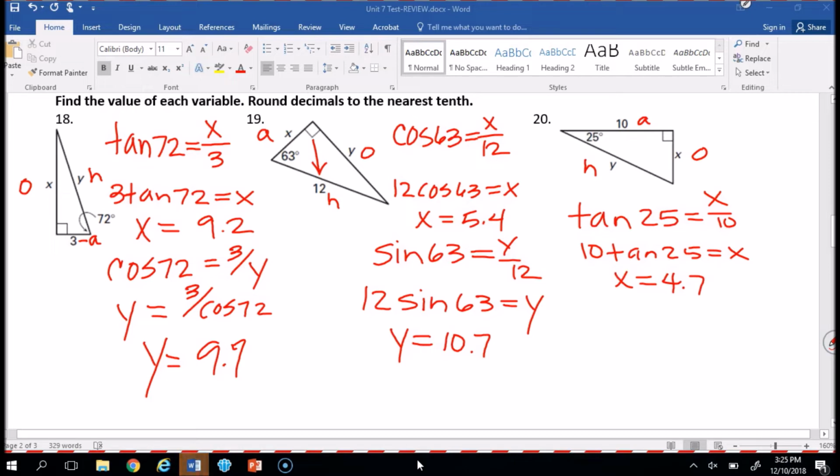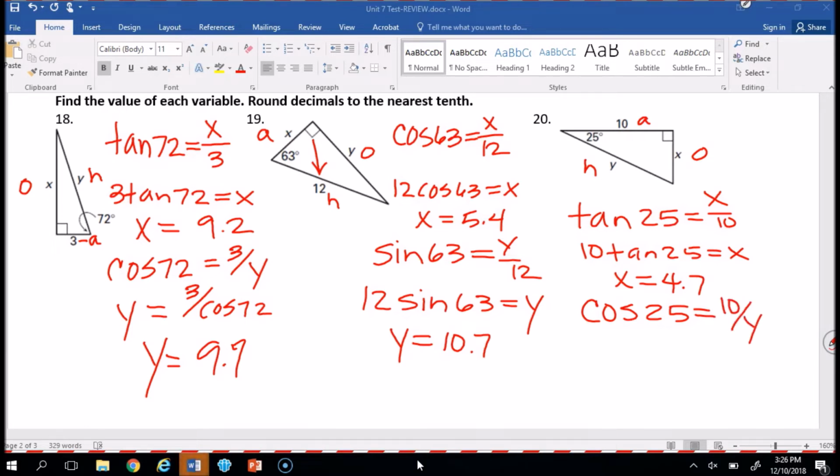Then, when we're trying to find y, we could use adjacent and hypotenuse, and that's our cosine. So the cosine of 25 is, again, equal to the adjacent, which is 10, over the y. And this is where we swap things again. So when we swap here, we're going to say that y is equal to 10 divided by the cosine of 25. And when we do that, we get that y is equal to 11.